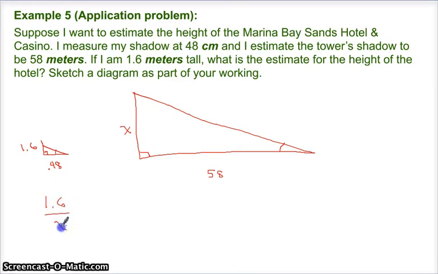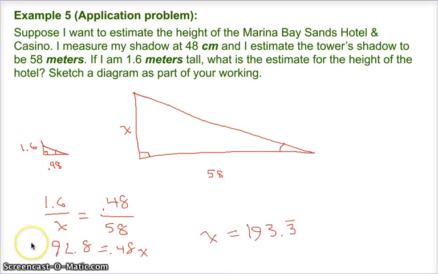1.6 in one triangle goes with x in the other triangle, and 0.48 in one triangle goes with 58 in the other triangle. Time for some algebra, and I just cross multiply. Of course, the decimals are a little yucky, but I cross multiply, and I found x to be something like 193.3. I have no idea if that's accurate for Marina Bay Sands.